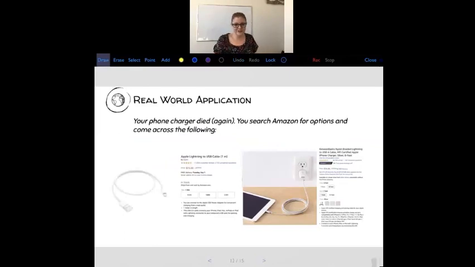So your phone charger died again, and you search Amazon for options and you come across the following. There's an Apple Lightning cable that's 1 meter, and there's an Amazon Basics nylon braided cable that's 6 feet. And notice the price. One's $15 and one's $14.49. So how are you going to determine which one to buy?